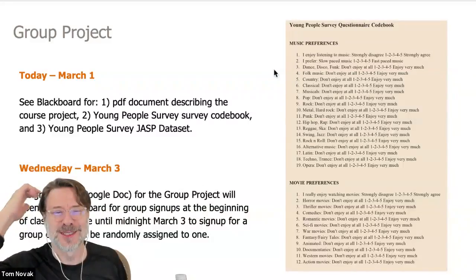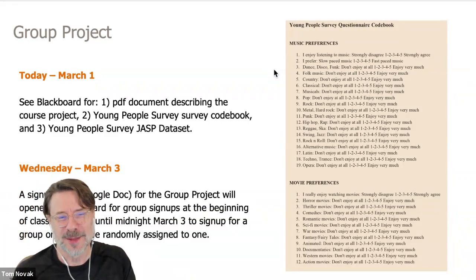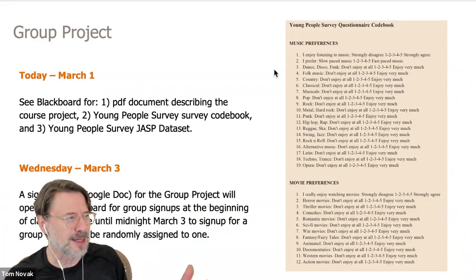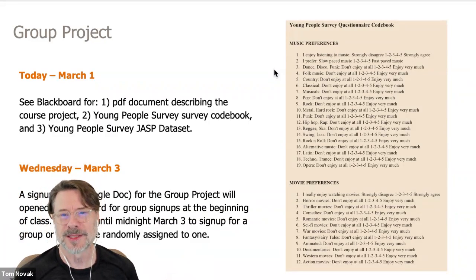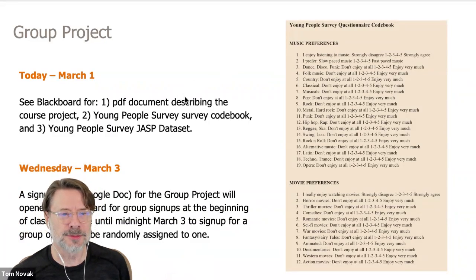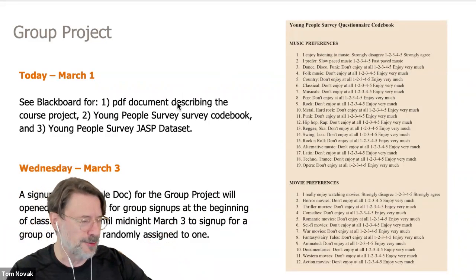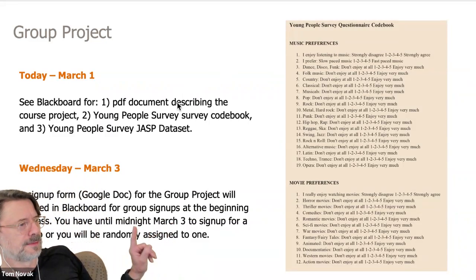So that information should still be in there. You're going to see these question types in these surveys as we go through. So we have a Likert scale, agree, disagree. Then we have a bunch of itemized rating scales. So you have a code book to look through there. There's also the JASP data set. And then, as I said, a sign-up sheet will be ready for you for next class.